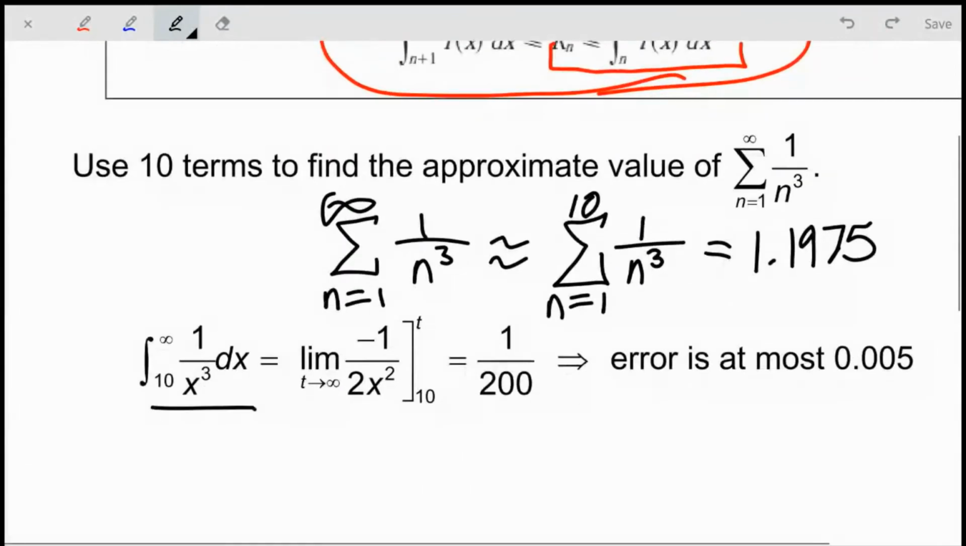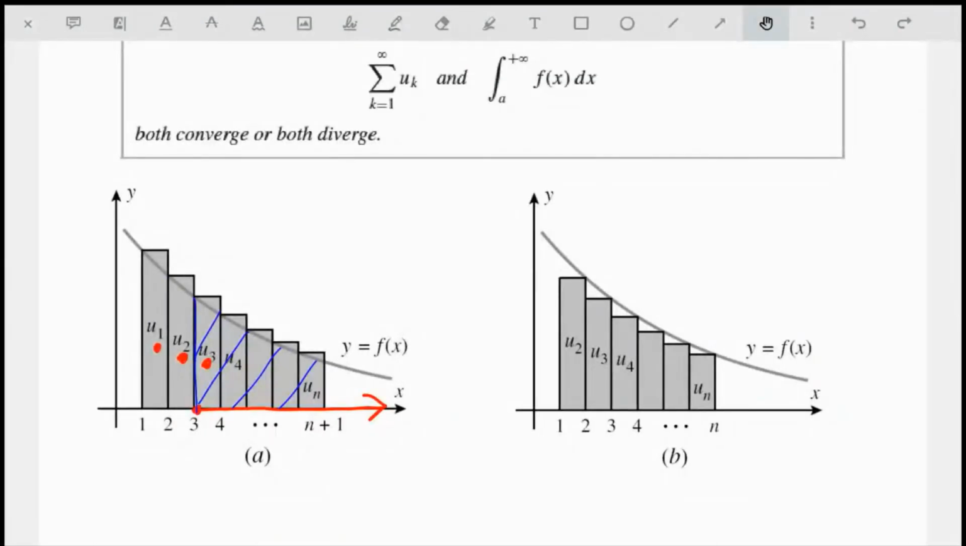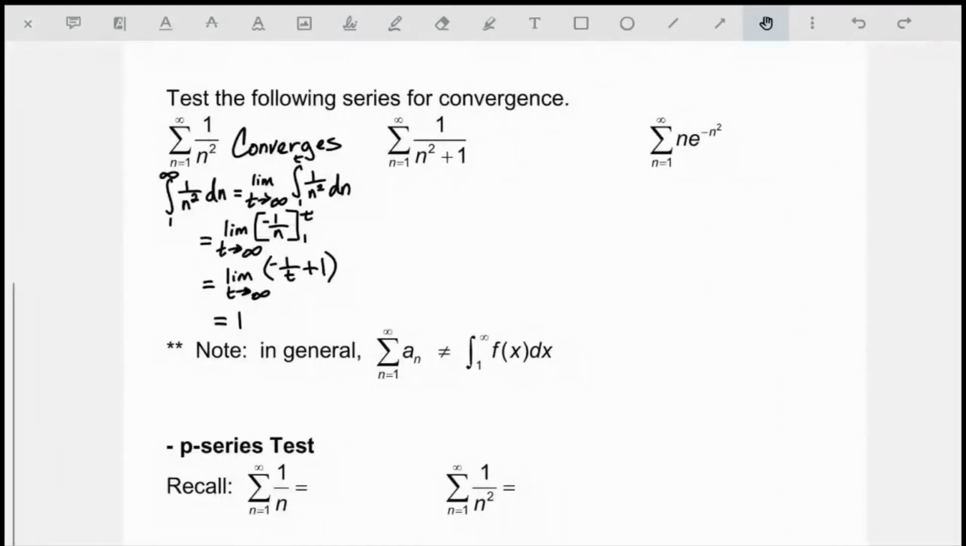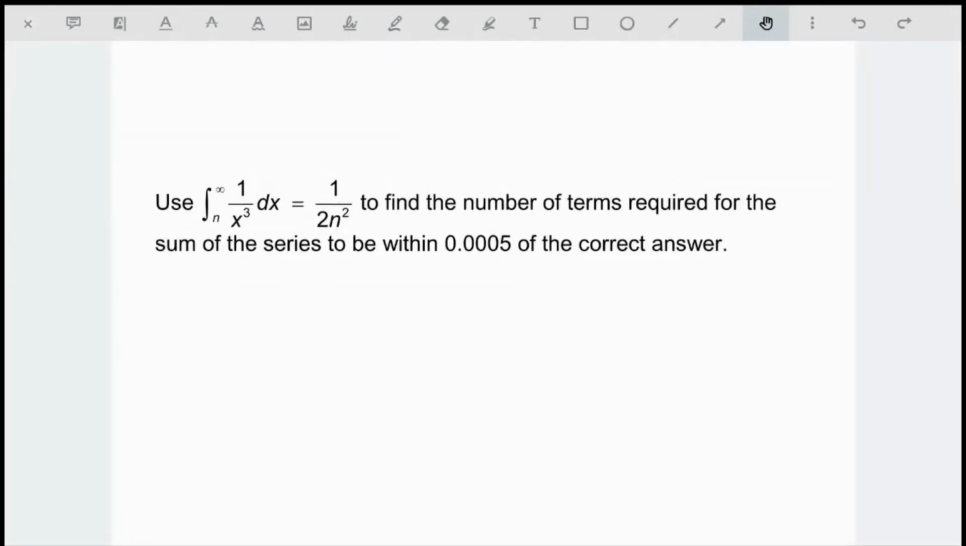Okay, so again, whenever you're thinking about those error calculations, you always want to be thinking about these rectangles, versus finding the area underneath the curve. Okay, so there's one other type of problem here that involves error that you're going to see, and this is how we would actually use something like this.